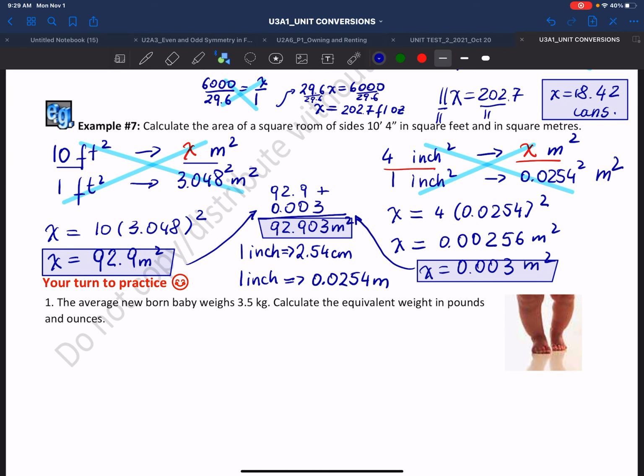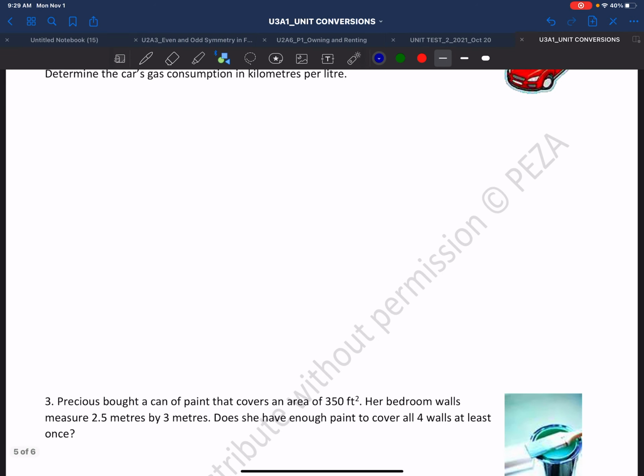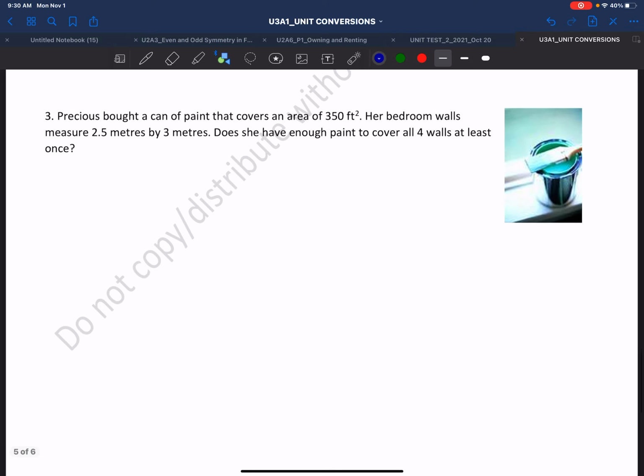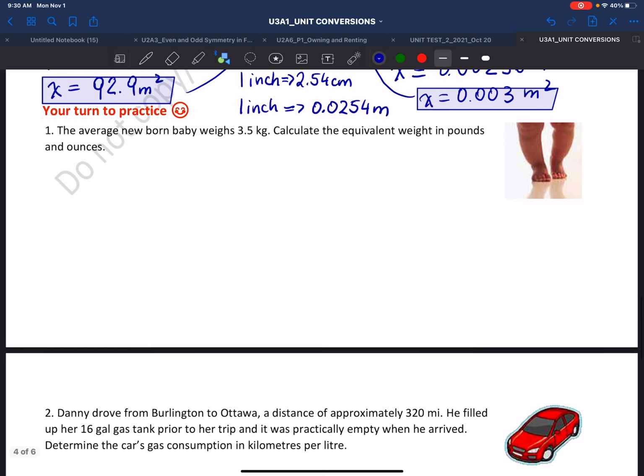Okay, so your turn to practice. We have a couple more questions in here. Again, remember to use the exact same strategy, and I will be posting the solutions on Brightspace for you to check the answers.